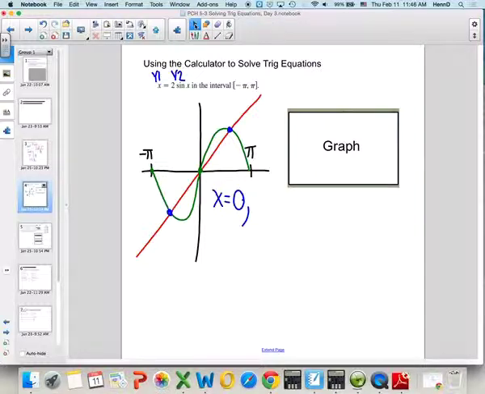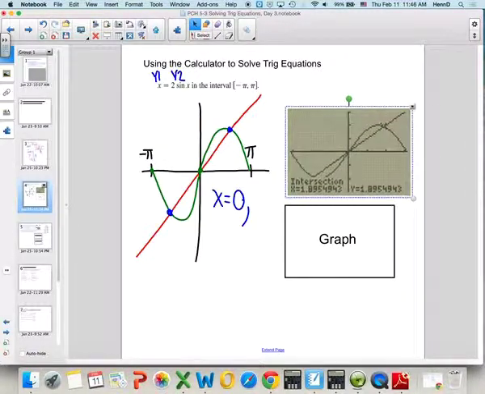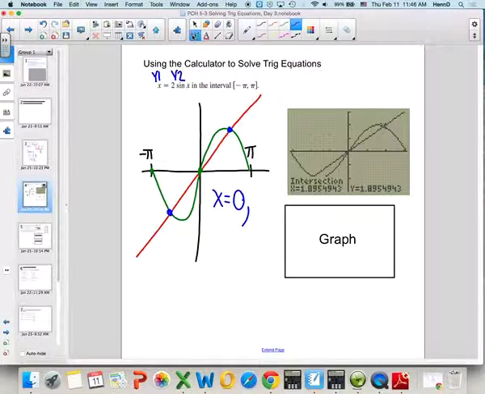But here's our graph. I only have one solution showing, but you'll see up here we found our solution. And by using the intersection function on the calculator, I found it to be 1.895. Now, I don't care what the y coordinate is, because I'm just solving for x here, right? So, I got 1.895, so that's another solution.